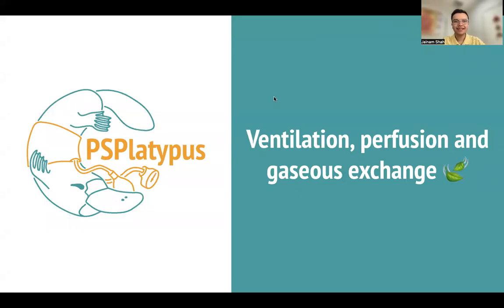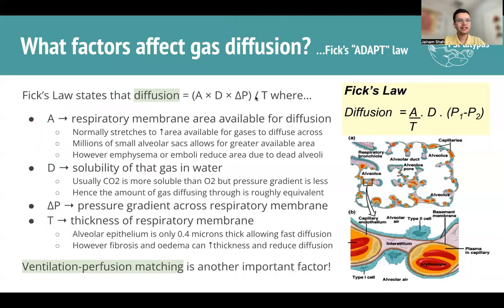Hey everyone, it's me again to take you through your physiology component, which is ventilation, perfusion, and gaseous exchange. So let's get started. What factors affect gas diffusion?